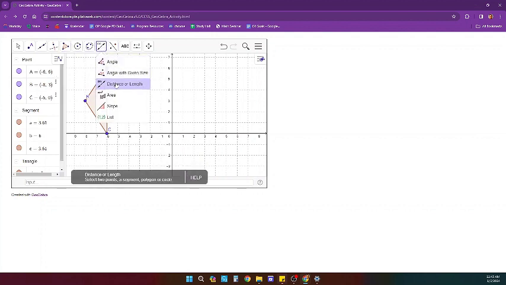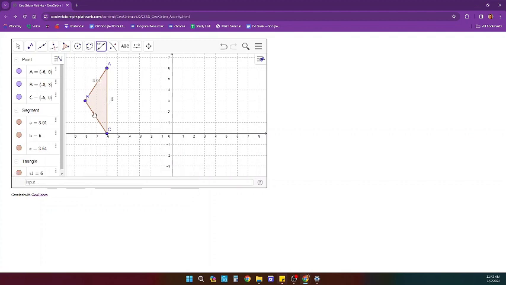So we could go to the measure tool, click distance and length. Then we're going to click each individual side, and that will give us the side lengths for our triangle. So we have 3.61, 6, and 3.61. Record that in part A, and then you can move on to part B.